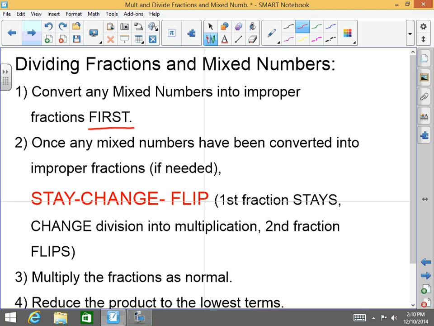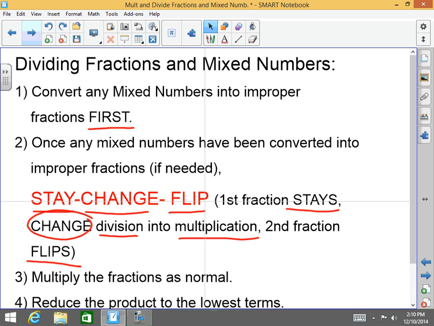Follow this phrase: stay, change, flip. Say it together with me. Stay, change, flip. Again. Stay, change, flip. Very good. The first fraction stays the same. You change division into multiplication. And the second fraction flips. Stay, change, flip.